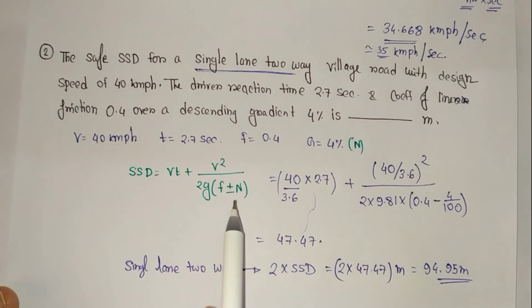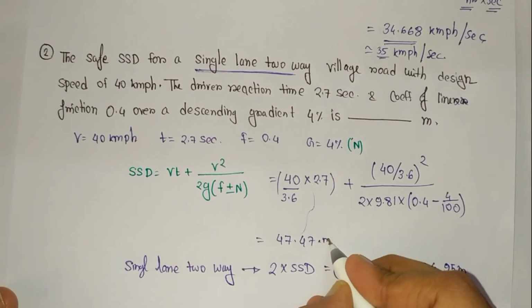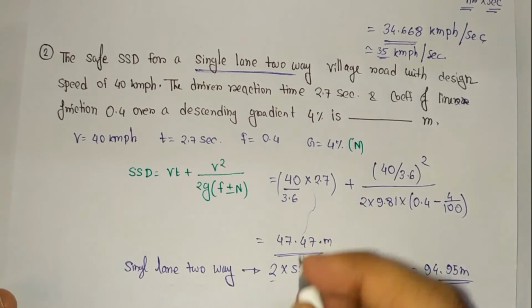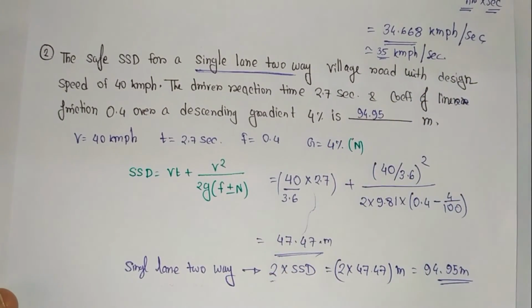So where is the trick? We know this formula, we can convert kilometer per hour to meter per second, and students can come up to this portion. But the trick is single lane two-way. It is the provision: in case of single lane two-way, we have to multiply the SSD value by 2, and it is coming as 94.95. So the answer should be 94.95 meter, or approximately 95 meter.